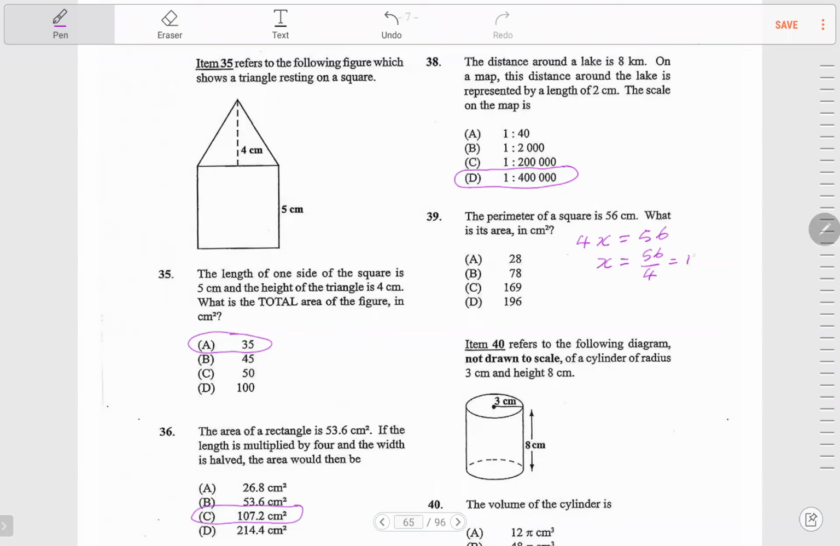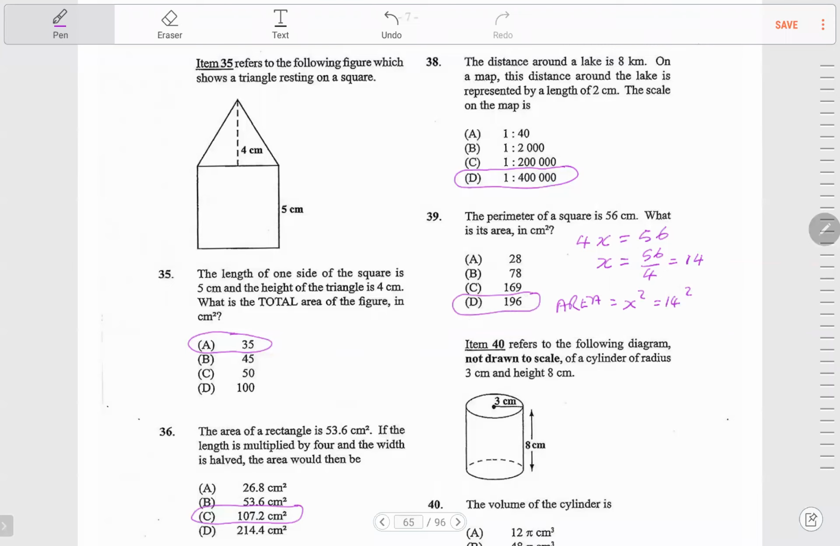4 into 5 is 1 remainder 1, and then 4 into 16 is 4. All right, 14. So the area is x squared, which is 14 squared, which is 196.